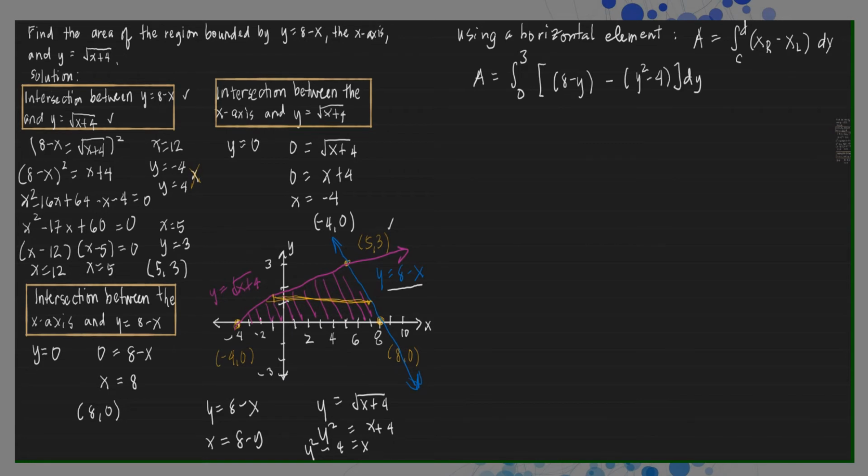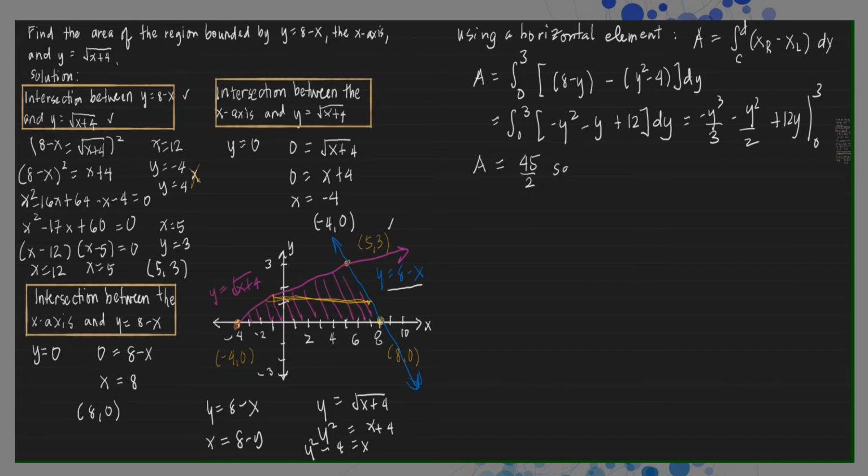dy. So simplifying first, then integrating. We get negative y squared minus y, and then we have 8 minus negative 4, or simply plus 12. And then the integral will be negative y cubed over 3 minus y squared over 2 plus 12y evaluated from 0 to 3. So when you evaluate this, we get the area of 45 over 2 square units. So this is the area of our bounded region.